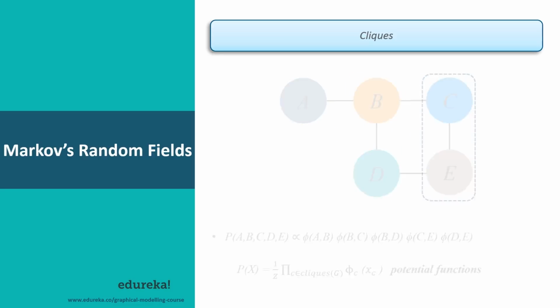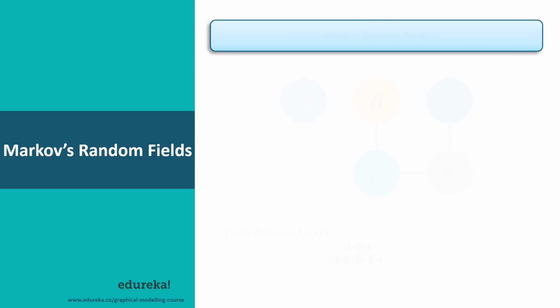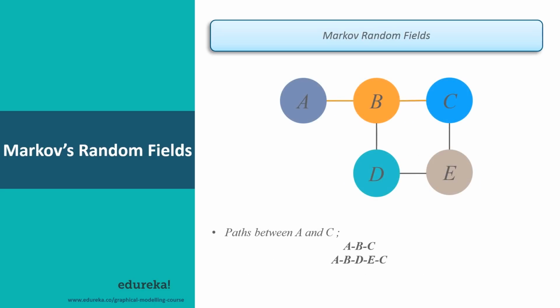Now this could be slightly different. If I join C and D, you get two more cliques over here. That would also change the expression of the probability of A, B, C, D, E, wherein the potential functions will change into interactions between B, C, D and C, D, E. And one very general class of these undirected graphical models are the Markov random fields.